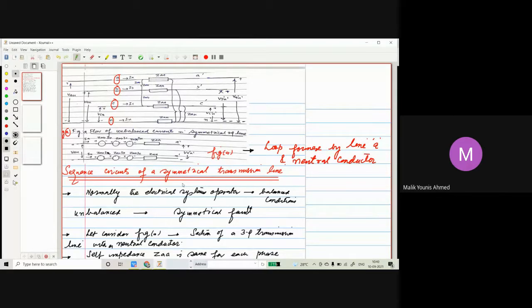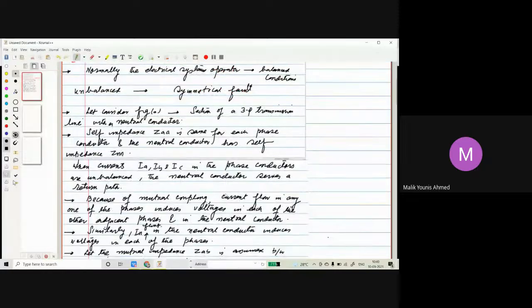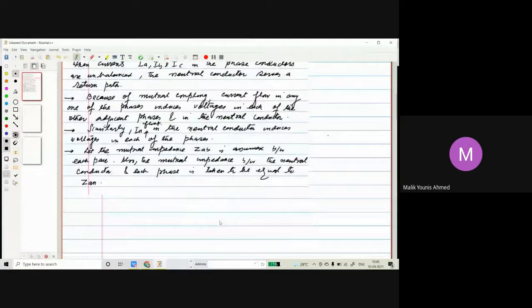We have seen that, and we have already talked about it last time. See here, impedance ZAB is assumed between each pair. That means between AB, BC, and CA, so this will be ZAB itself. And between the neutral conductor and a phase conductor, it will be ZAN.